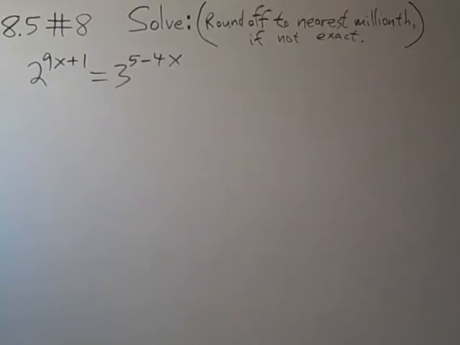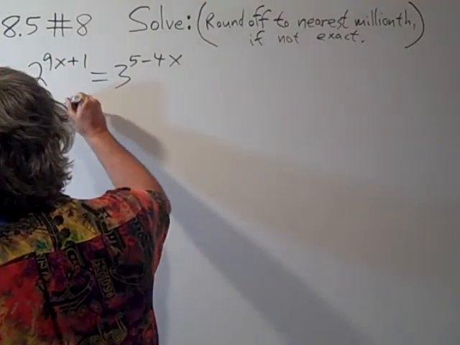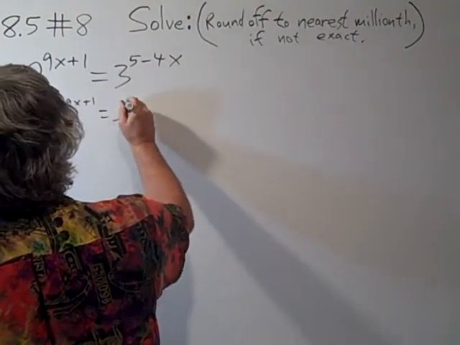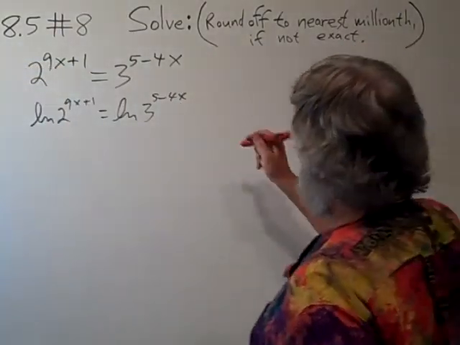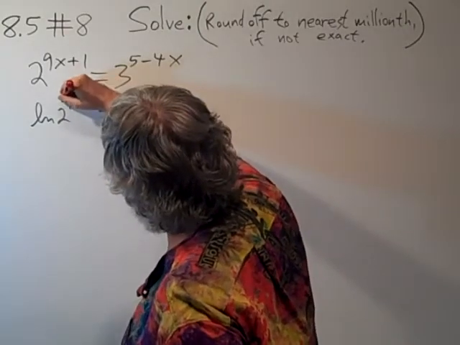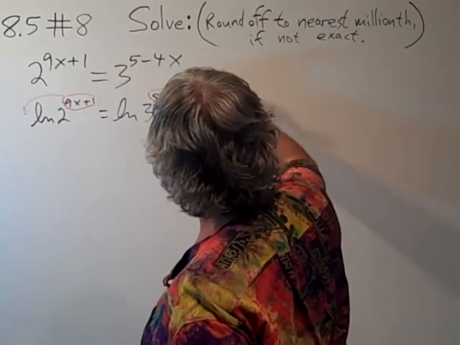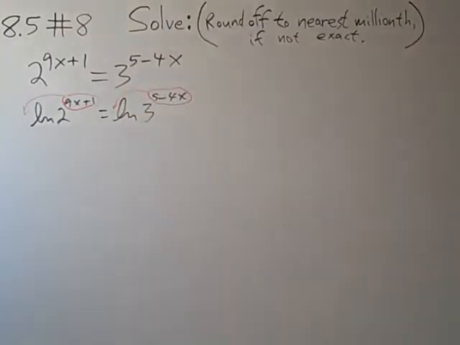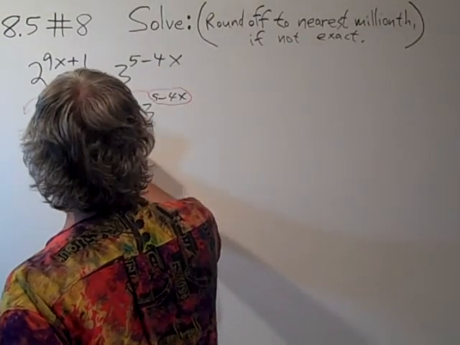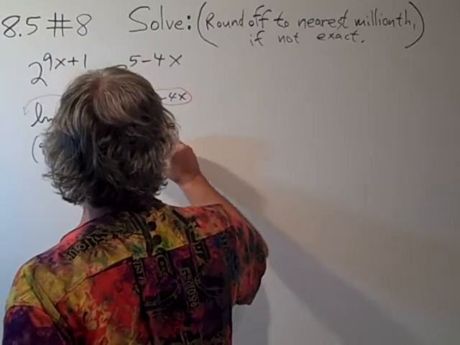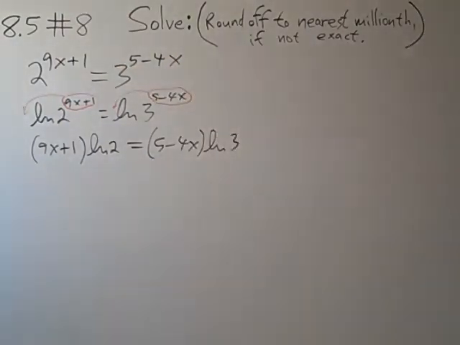Okay, to solve this one, we'll take the log of both sides. So the natural log of 2 to the 9x plus 1 is equal to the natural log of 3 to the 5 minus 4x. Then we can use that property of logs that allows us to pull the powers down in front as coefficients. So we can write this now as 9x plus 1 times the natural log of 2 is equal to 5 minus 4x times the natural log of 3.